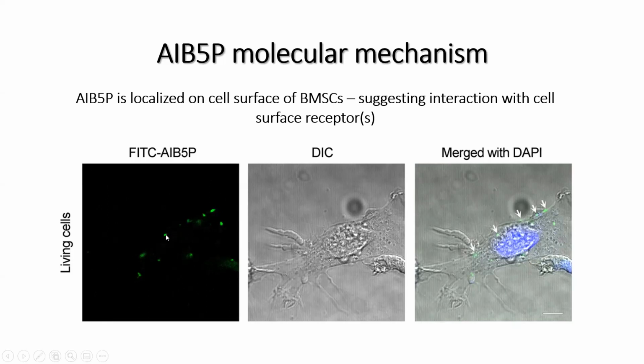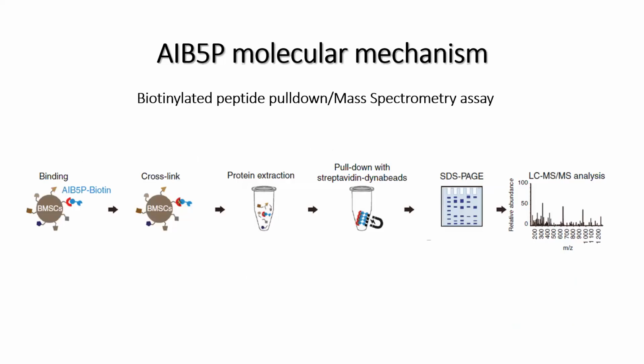So you can see this is the fluorescence of the peptide that they received, and then this was the contrast phase. When they merged it, they could see that the peptide was residing at the cell surface. So from this, they inferred that this is having its effect by interacting with a cell surface receptor. So they wanted to know which cell surface receptor this was.